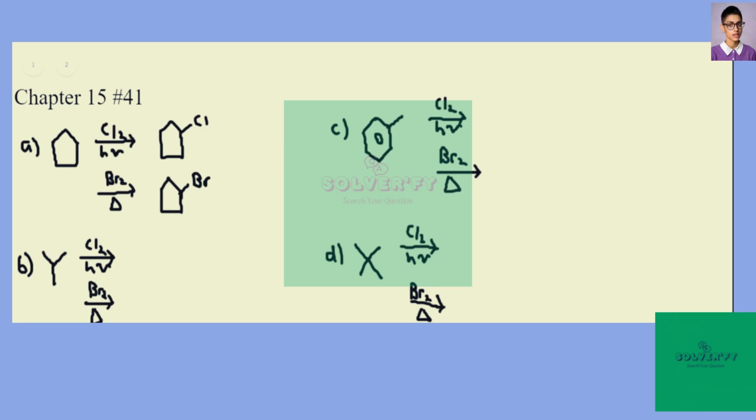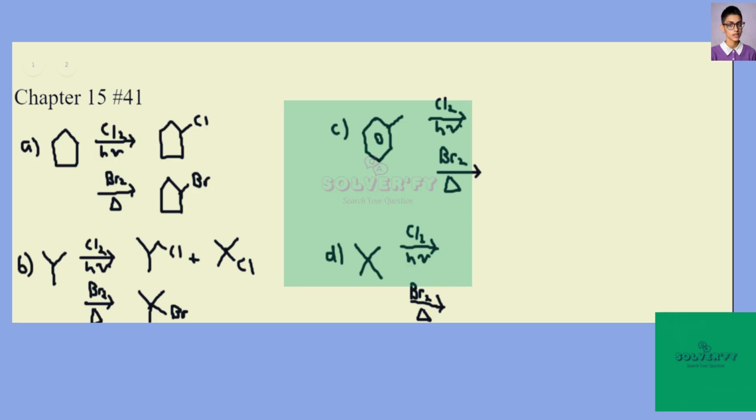Looking at B, what we see is that there are two types of hydrogens in this molecule. We can get chlorination at one of the primary carbons, or at the tertiary carbon. So we'll get a mixture here, whereas the bromine is only going to react at the most easily cleaved carbon-hydrogen bond, which is the tertiary carbon.